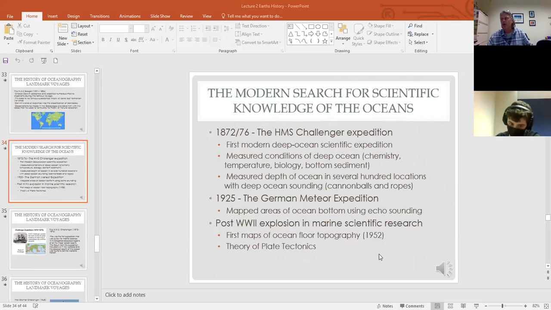Plate tectonics, although introduced in the early 1900s by Alfred Wegener, and we're going to discuss plate tectonics next class, wasn't accepted until the late 60s, when deep sea core drilling proved that the ocean floor was spreading at spreading centers.